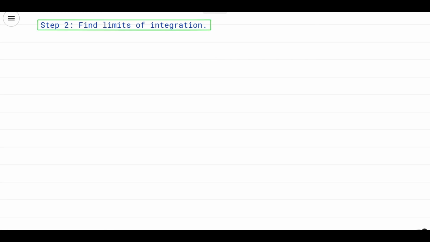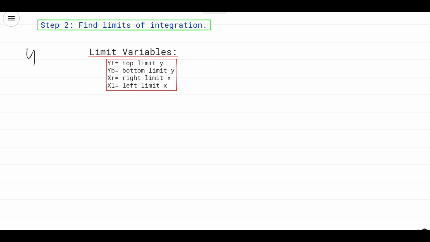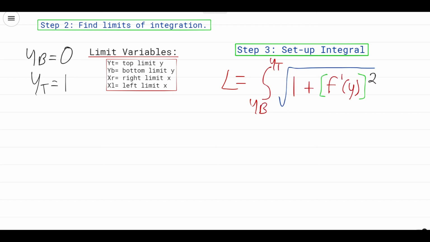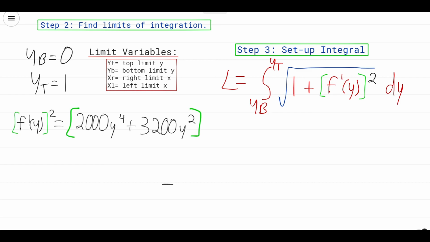So now we're going to find the limits of integration, and in this case they were given to us. Again, my naming convention for limits: the y bottom is equal to 0, the y top is equal to 1. And now we're going to set up the integral. We know the formula for the arc length is the integral from y bottom to y top of the square root of 1 plus f prime of y squared, times dy. So now we'll recall our f prime of y squared came out to be 2000y to the 4th power plus 3200y squared.